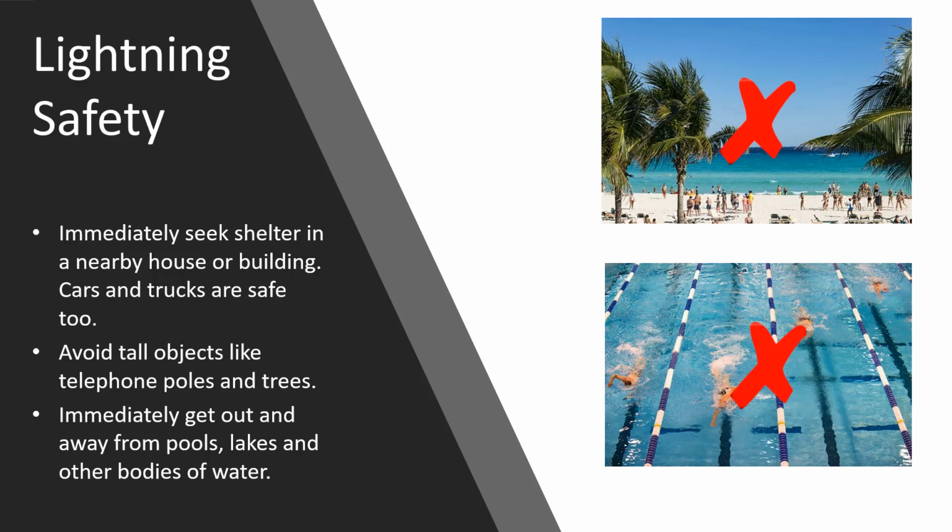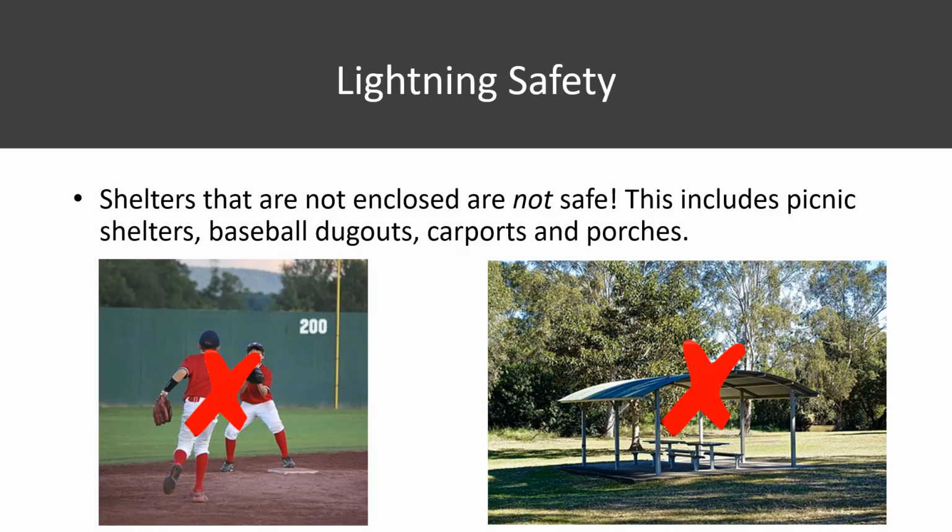Again, you want to immediately seek shelter in a nearby house or building, and trucks and cars are also safe. You want to avoid tall objects like telephone poles and trees, and immediately get out and away from pools, lakes, and other bodies of water, because water is a good conductor of electricity. Shelters that are not enclosed are not safe. This includes picnic shelters, baseball dugouts, carports, and porches.